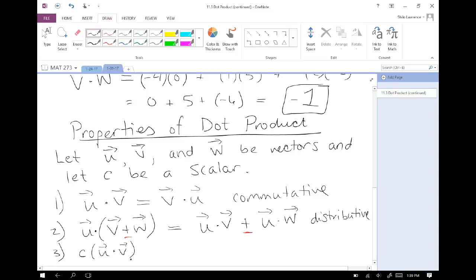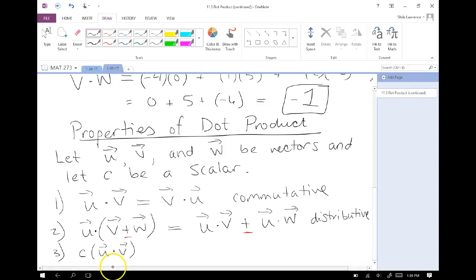Property number 3 says we're going to take a dot product, u dot v, and then we're going to multiply it by a scalar. So even though we're dealing with two different types of multiplication here, one of them is a vector multiplication and the other one is a scalar multiplication, since our dot product only involves multiplication and addition, and then we're talking about doing another multiplication, all of this stuff can get moved around as well. It really doesn't matter what order we do it in.